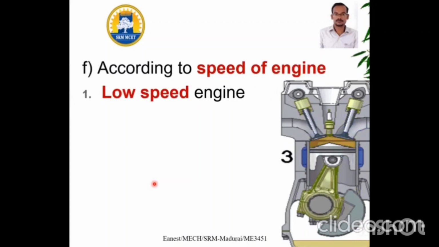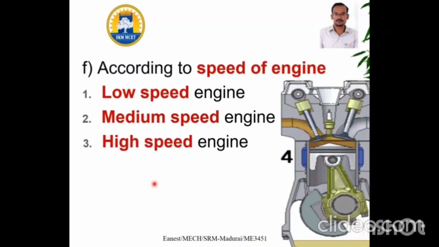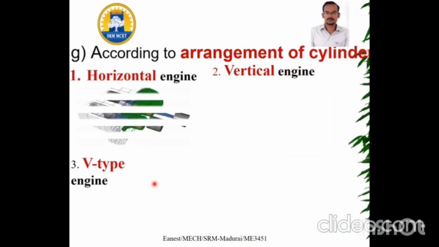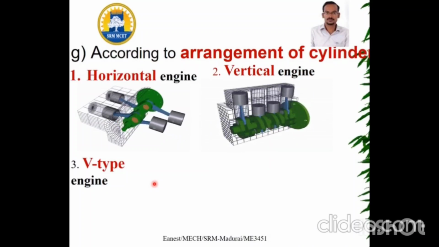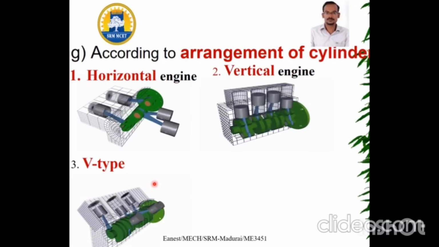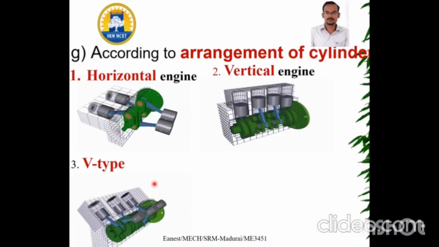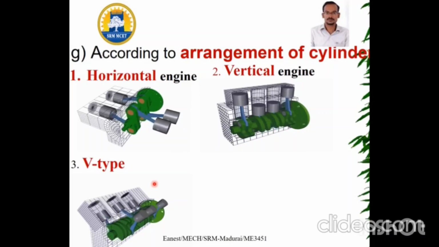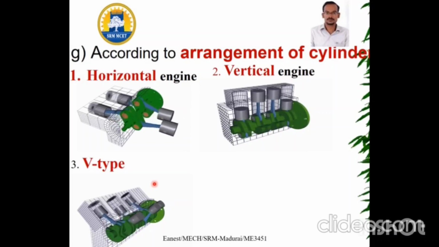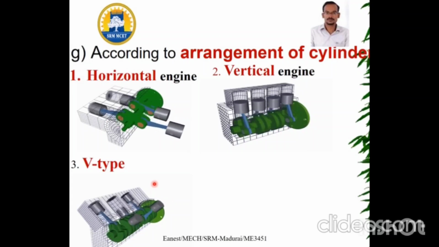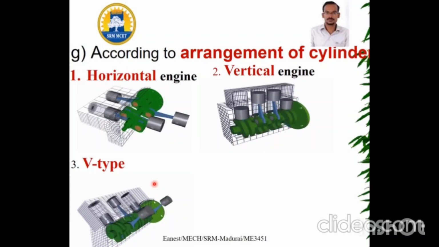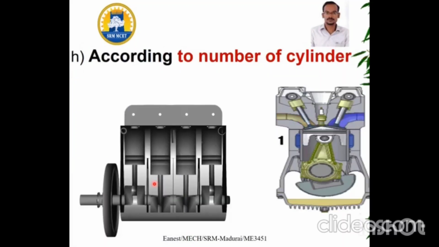According to the speed of the engine, there are low speed engine, high speed engine, and medium speed engine. According to the arrangement of the cylinder, we can see the horizontal cylinder engine, in which the piston moves horizontally. In the vertical type, the piston moves vertically. In the V type engine, the piston and the crankshaft move perpendicular to each other.